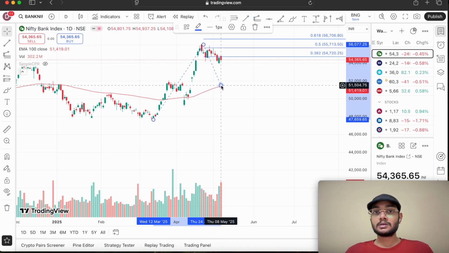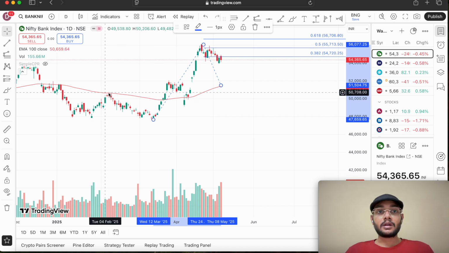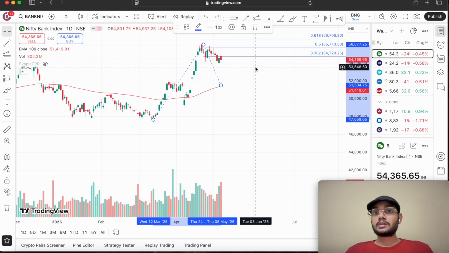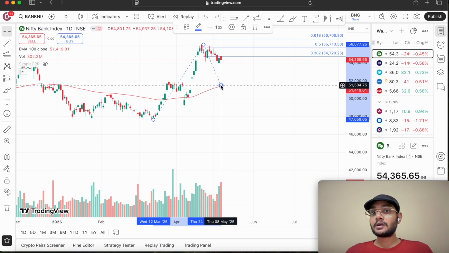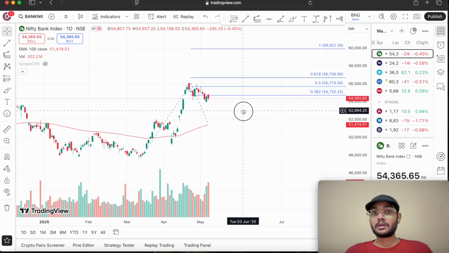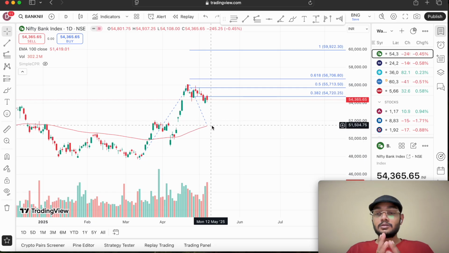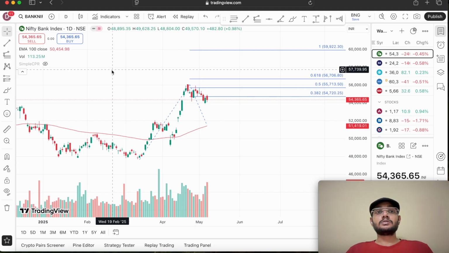You can also see the 100 EMA here, so this is a pretty good support, and I'm just pointing it out. Let's look at the levels. If it reaches this zone, look at this, guys, how accurate this is. This can be the future of Bank Nifty. You can only get this view if you switch to the 1 day time frame.